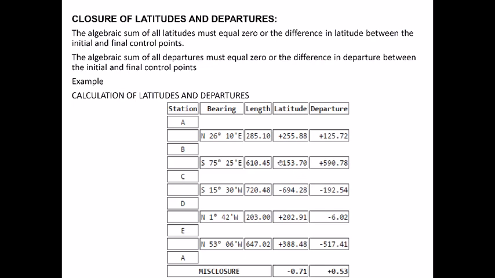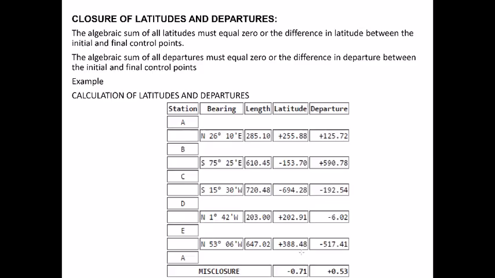So for the line AB, we have the length as 285.1. For applying the correction in latitude, we have the length divided by the perimeter of the traverse, that would be the summation of all these lengths, multiplied by the total error in latitude, which is negative 0.71. If we do this for every side, the only thing changing in our equation would be the length, because the perimeter is constant. That would remain the same for every side, and the total error in latitude also remains the same.